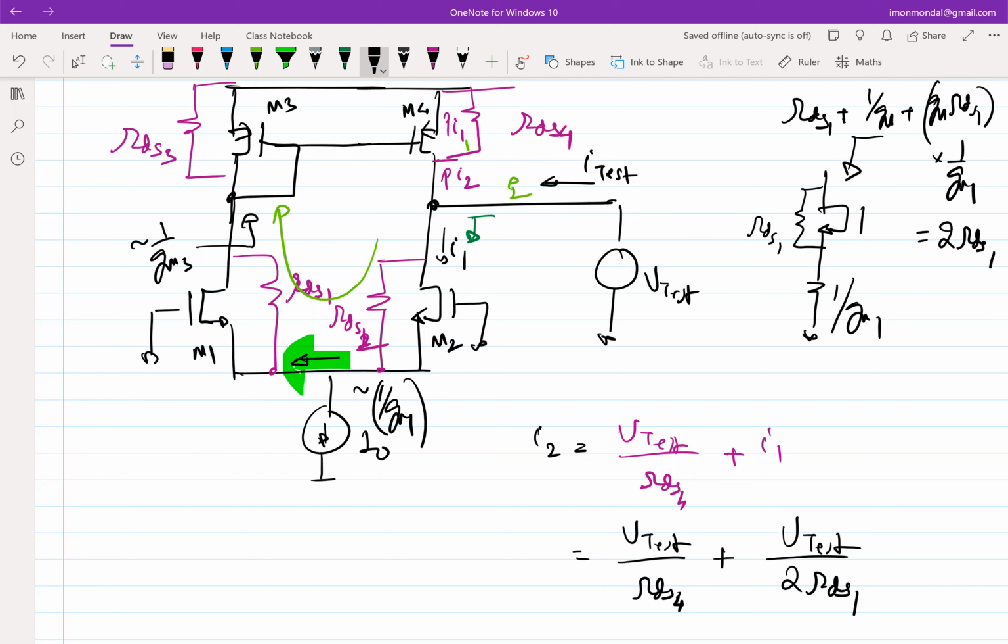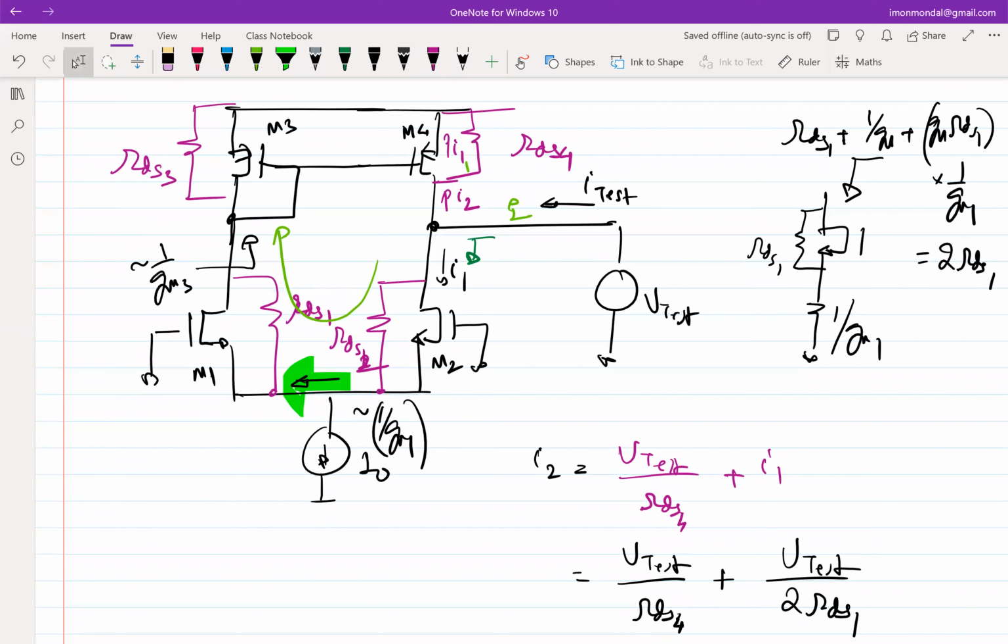Okay. Is this clear or is it confusing? Not clear? Okay. Yes. You are looking into, okay, correct. Yeah, it should be RDS2, right? Yes, you are right. This is RDS2. Yeah, that I agree.